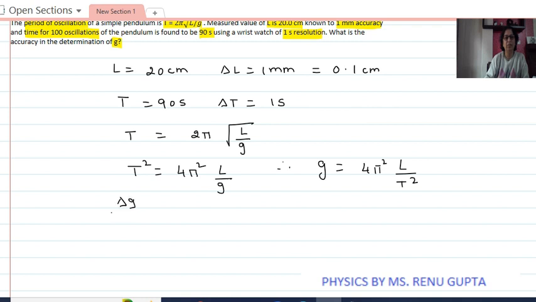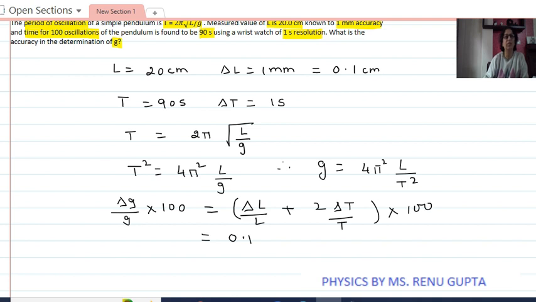Therefore, delta g upon g into 100 equals 4 constant, pi constant, no error, delta L upon L plus 2 times delta T upon T. Here we are not taking minus because error is always taken as maximum. Delta L is 0.1. This whole is multiplied by 100 because we are going to calculate percentage error: 0.1 upon 20 into 100 plus 2 into 1 upon 90 into 100.